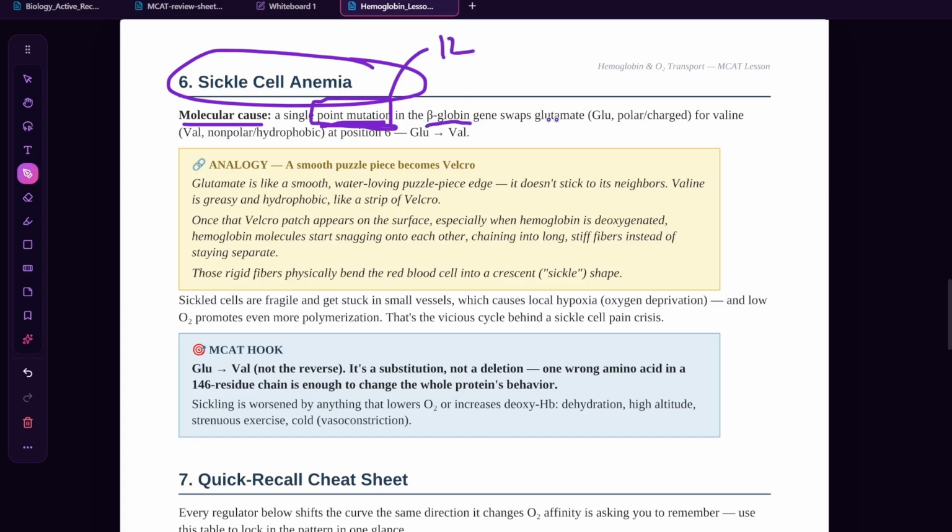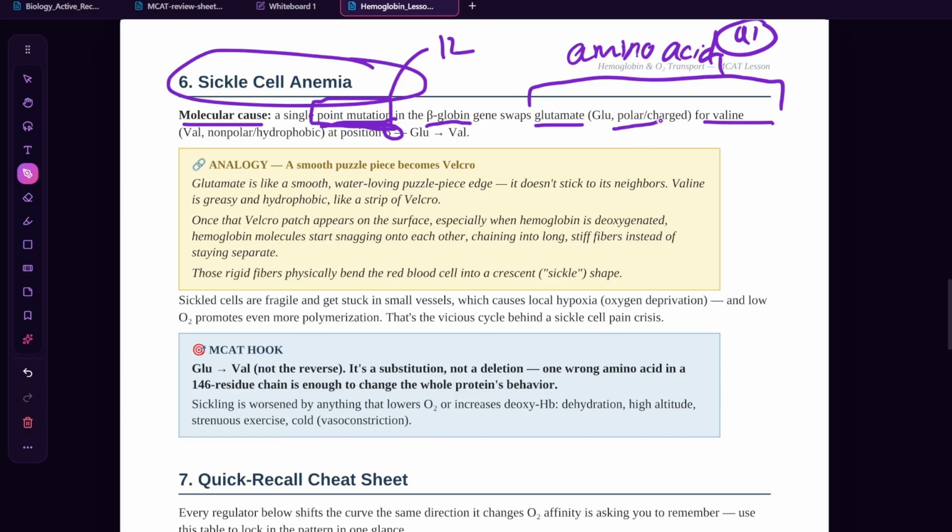The beta hemoglobin gene swaps glutamate for valine. This is why I wanted to do bio with biochemists, because these are amino acids, which we'll learn soon in unit 1 of biochemistry, or chapter 1 if you're following along with the textbook. So glutamate is swapped for valine at position 6. The analogy is that glutamate is like a smooth, water-loving puzzle piece edge, so polar and charged. Polar, because water is also polar, like dissolves in like, and so hydrophilic. Glutamate is hydrophilic, in other words.